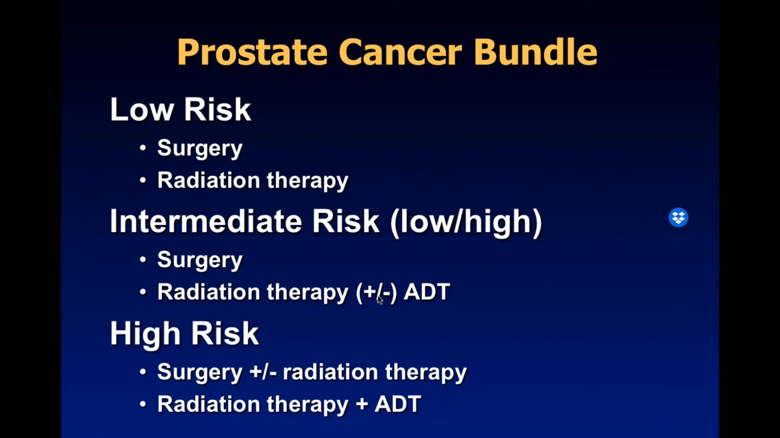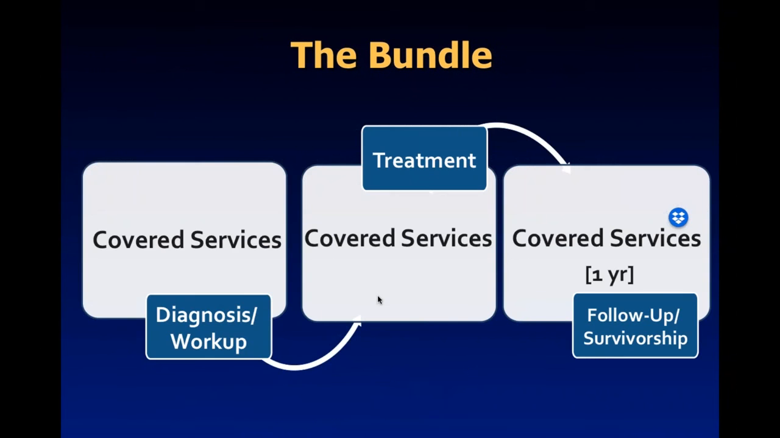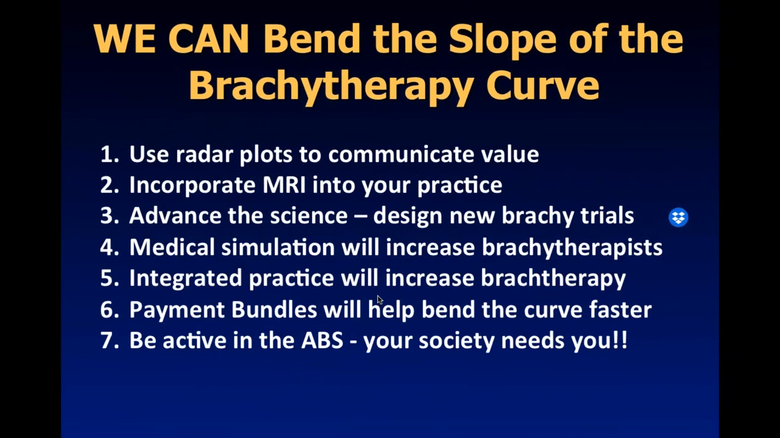So we can see for low risk, intermediate risk, high risk, these are different types of bundles that we could consider. As you escalate the risk, we start escalating therapy more, and you would then add a different bundle for each of these profiles. The bundle would be covered services through diagnosis and workup, covered services for treatment, and covered services for follow-up to 1 year, and then consideration out in survivorship. So we can bend the slope of the brachytherapy curve.